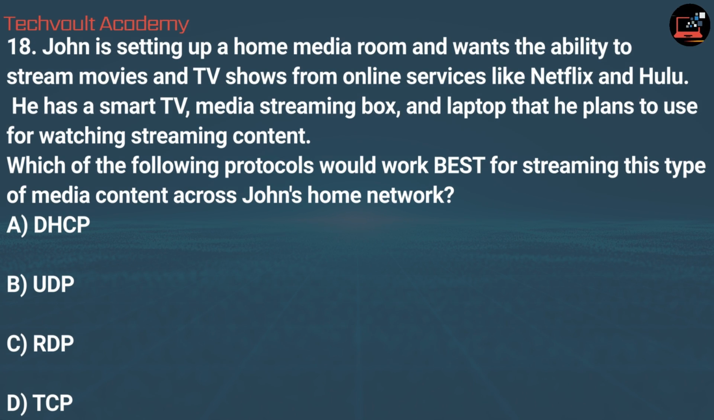18. John is setting up a home media room and wants the ability to stream movies and TV shows from online services like Netflix and Hulu. He has a smart TV, media streaming box, and laptop that he plans to use for watching streaming content. Which of the following protocols would work best for streaming this type of media content across John's home network? A. DHCP. B. UDP. C. RDP. D. TCP.